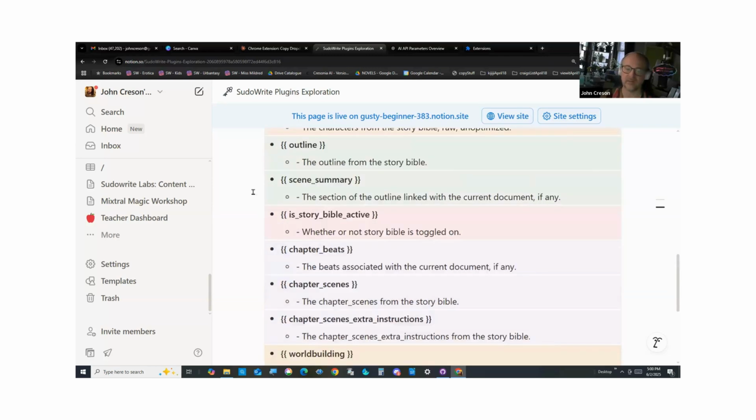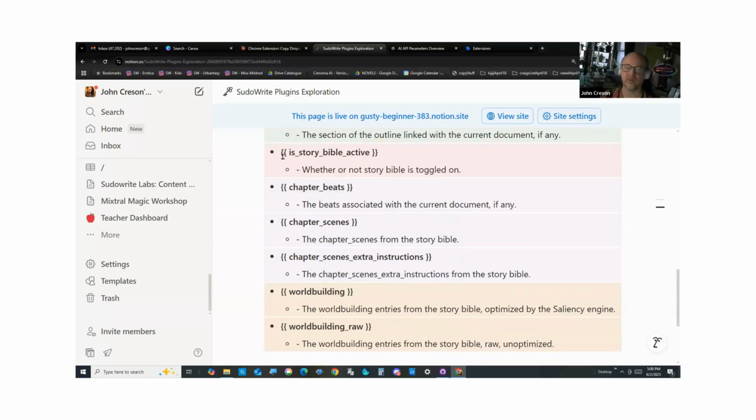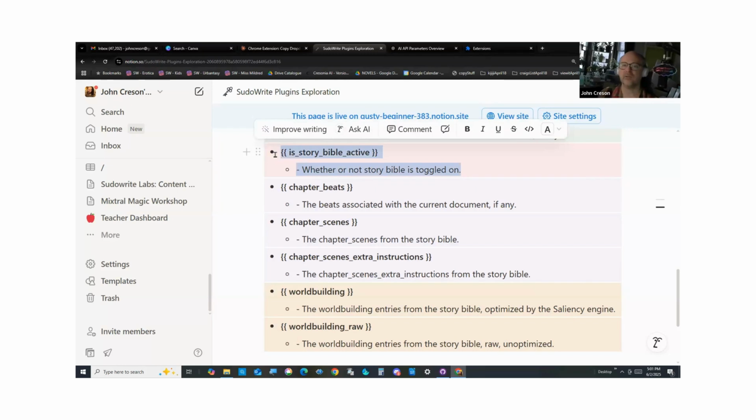But the next little bit, this is important. Is Story Bible active? Whether or not Story Bible is turned on. People use this. Why do they use it? If you want a plugin that will act differently, whether or not the Story Bible is active, then you need to figure out how to use is Story Bible active. And I think it's trouble.